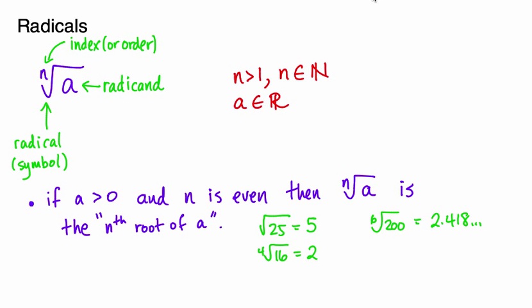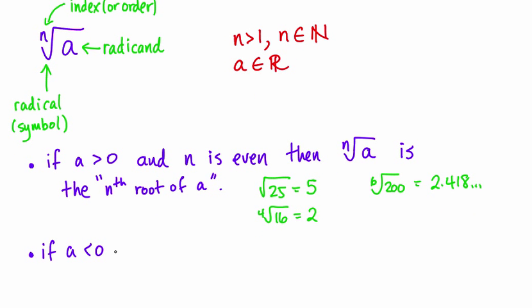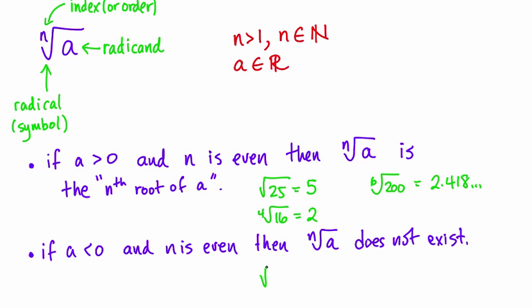Another option that we can have is a can be less than 0. And if a is less than 0 and n is even, then taking the nth root of a just doesn't exist. For example, trying to take the square root of negative 16 does not exist, at least it doesn't exist in the real number system.